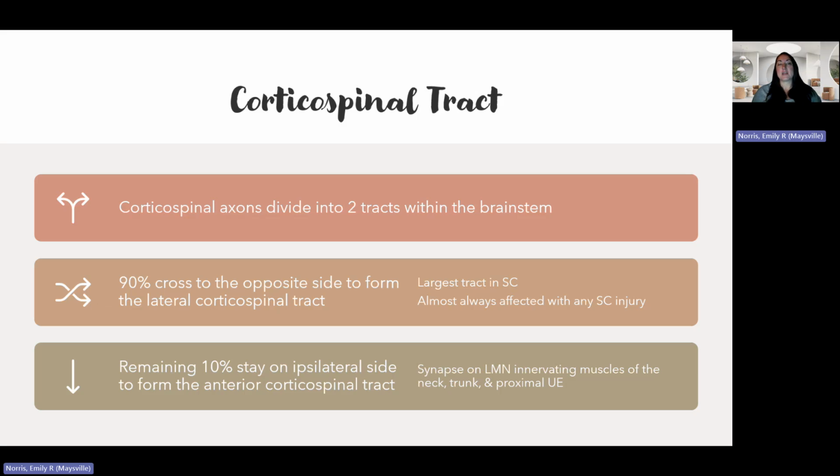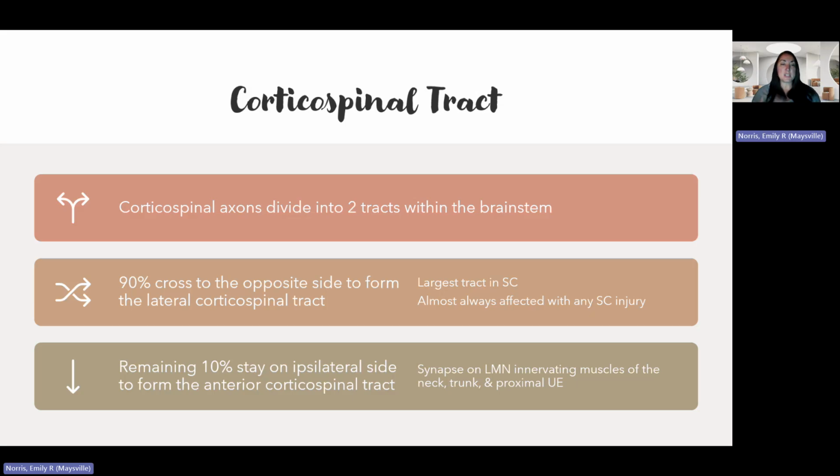Corticospinal tract: the corticospinal axons divide into two tracts within the brainstem. One tract, which composes about 90% of it, switches to the opposite side of the body and forms the lateral corticospinal tract. This is the largest tract within the spinal cord, and it is almost always affected if somebody has a spinal cord injury. Almost always, this lateral corticospinal tract is affected.